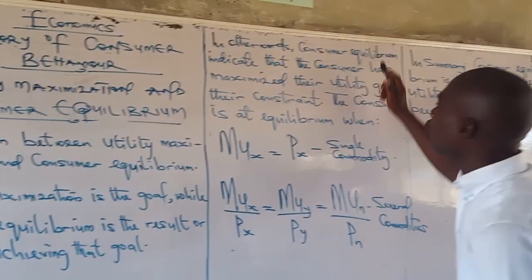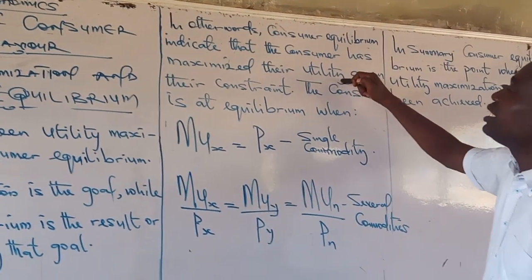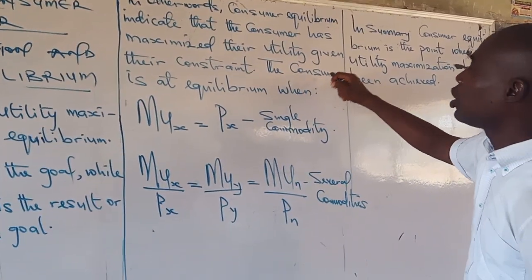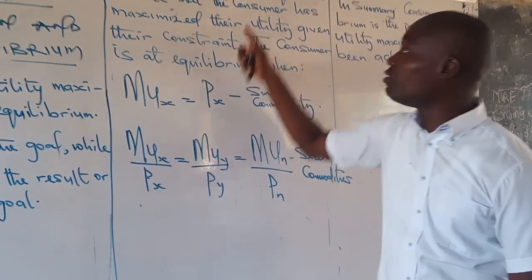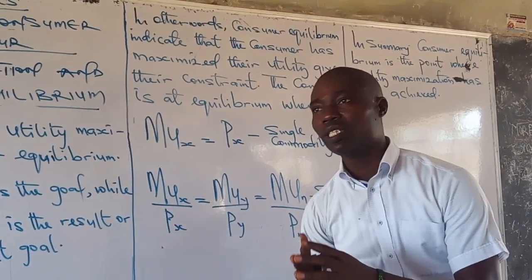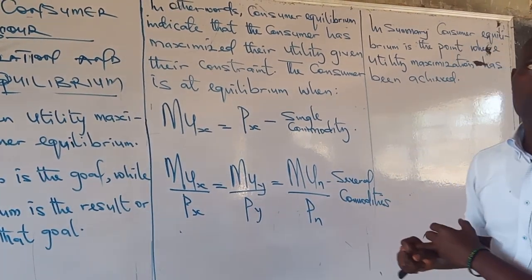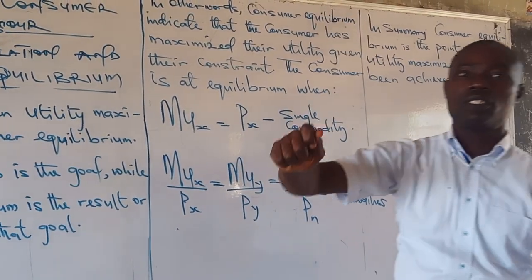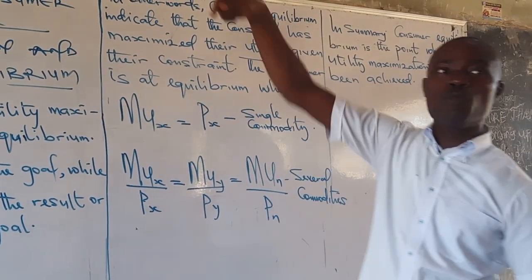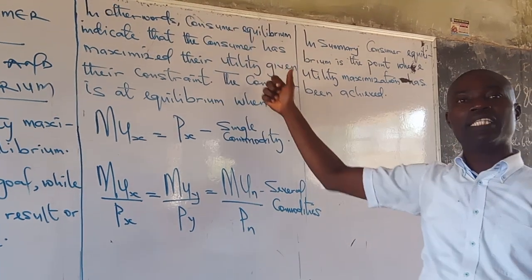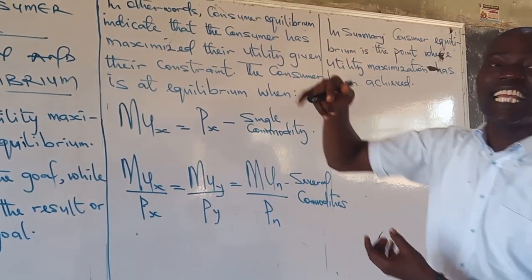In other words, consumer equilibrium indicates that the consumer has maximized their utility, given their constraint. The consumer is at equilibrium. Now, the consumer has maximized their utility given their constraint. Remember, the consumer has a constraint, which is income and the prices of the goods and services. So, in spite of those constraints, which is our income and the prices of goods, the consumer is still able to maximize utility. Then we can say the consumer is at equilibrium or has attained equilibrium.